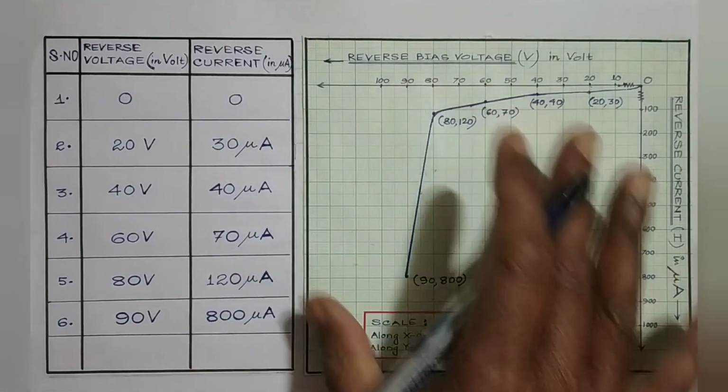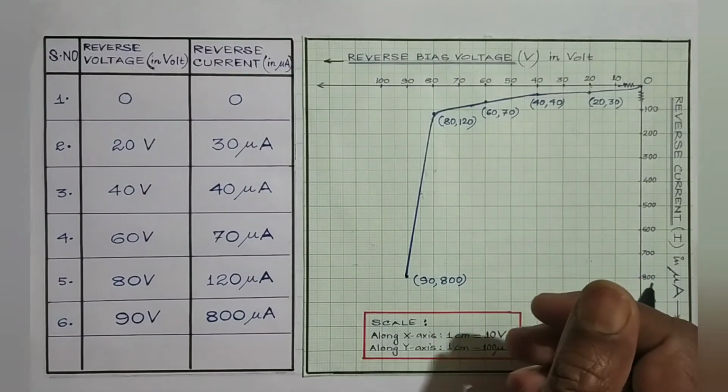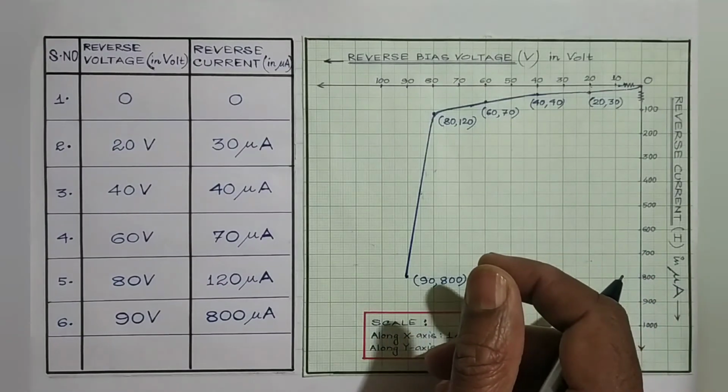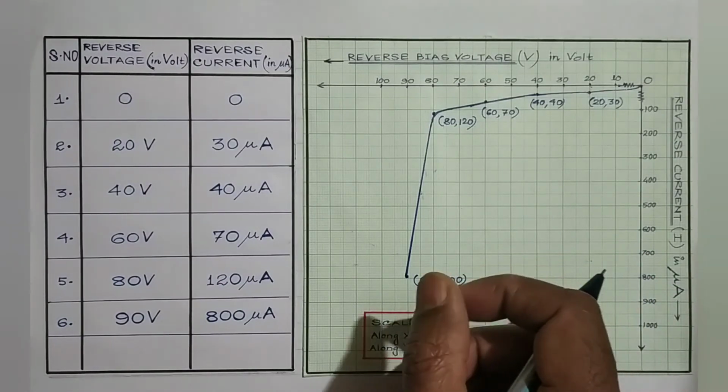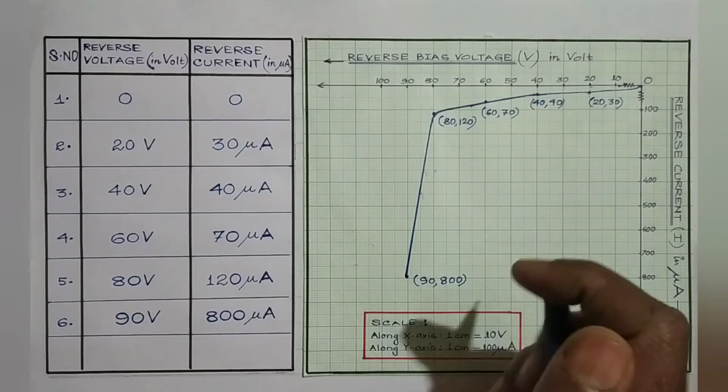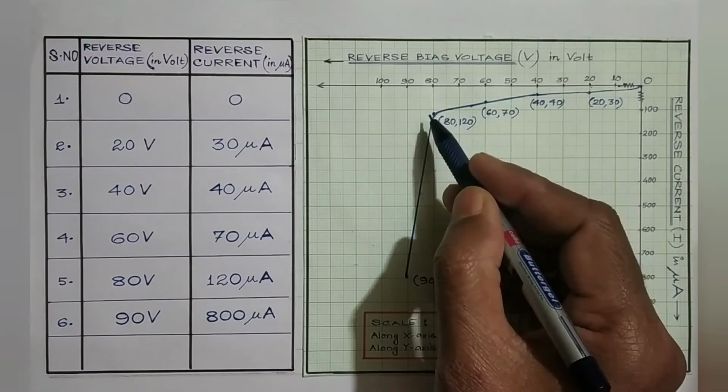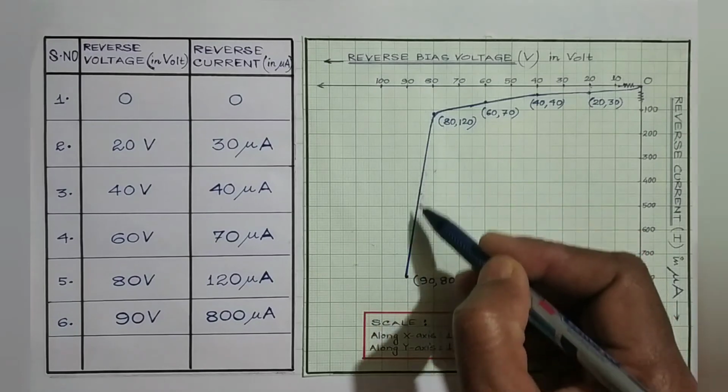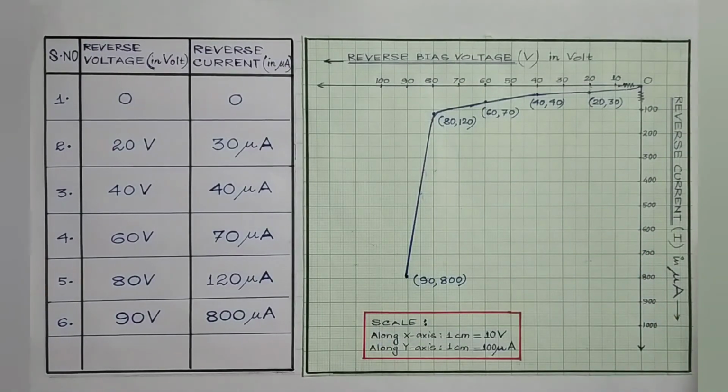So students, from the graph, it can be safely concluded that a diode is a non-ohmic conductor, and beyond this zener voltage, the current increases abruptly, right?